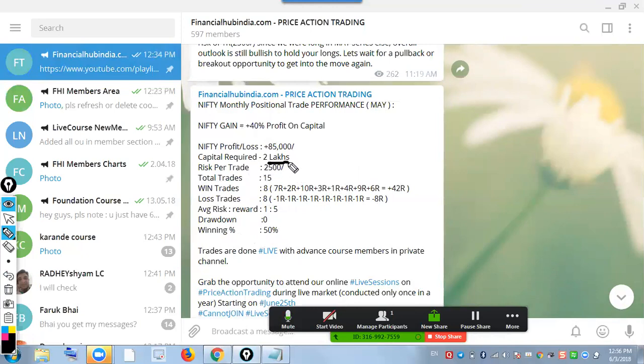So 2 lakhs is the capital we considered. On each trade we risk 2,500, and the gains were 7 times whatever your risk was. Overall, this was a 40% gain on the capital. Good enough. Drawdown was 0, so the account was never in minus from when we started with 2 lakhs. For the overall month, we never went into minus in the trading account. All right, that's it from here.